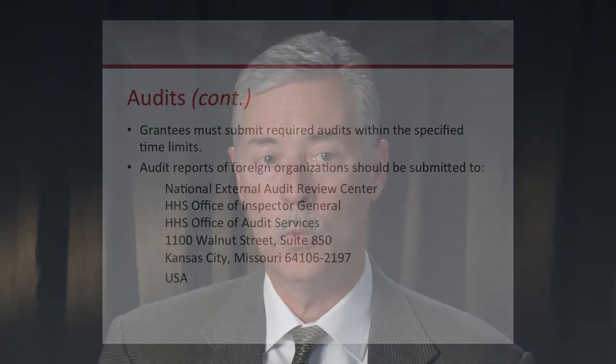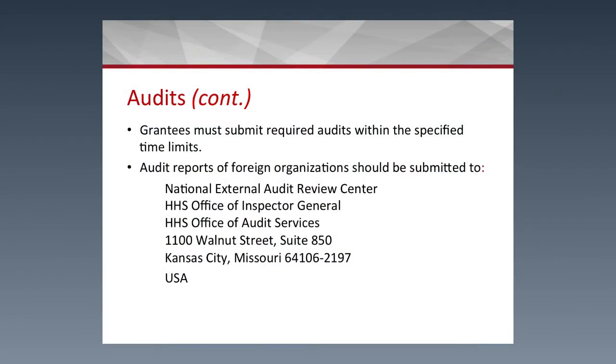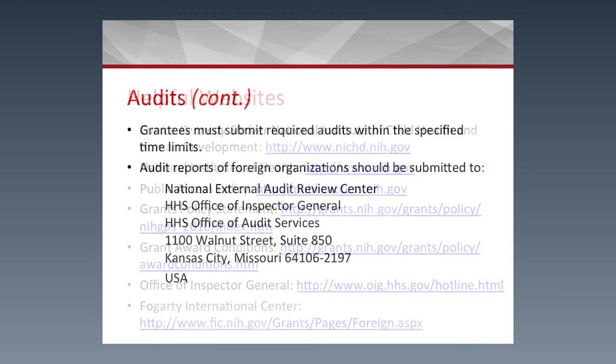So whether you choose the Yellow Book form or the OMB audit, your audit will be done by an independent auditor, and NIH does not perform these audits directly. And the cost of hiring an independent auditor can be recovered as part of the 8% F&A rate that's included for all foreign awards. So with audits, it's imperative that grantees submit required audits within the specified time limits, and audit reports of foreign organizations should be submitted to the address provided on this slide.